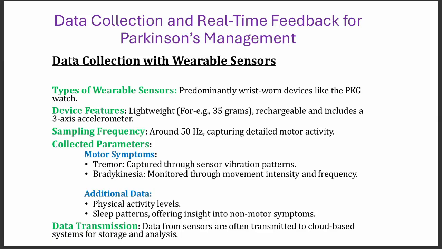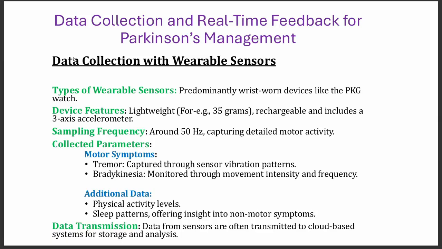Predominantly the wrist-worn wearable devices are very lightweight, just around 35 to 40 grams, and they have a sampling frequency of 50 hertz. They also use a 3-axis accelerometer. I'll get on to what an accelerometer is. An accelerometer can detect movement in all three directions, like accelerating movements.